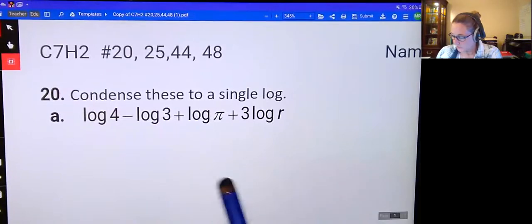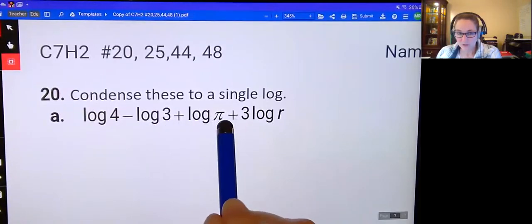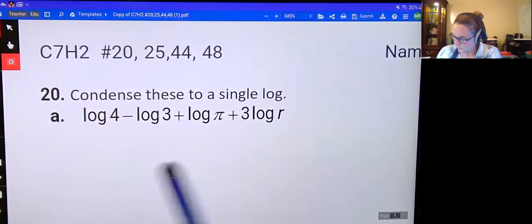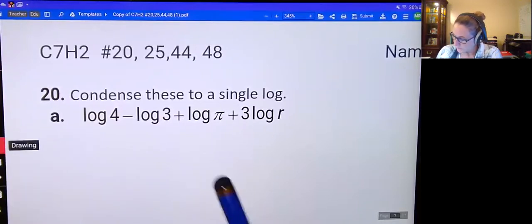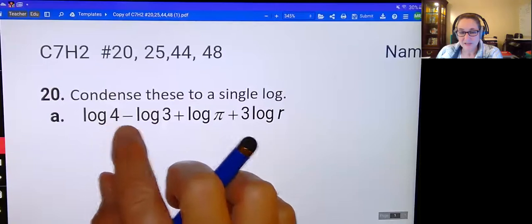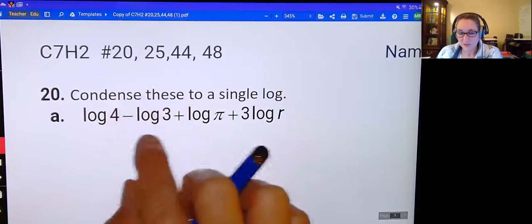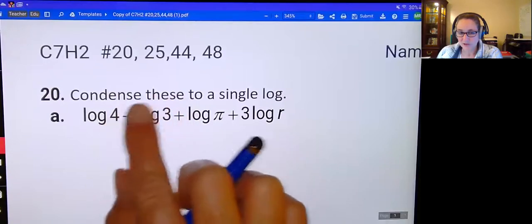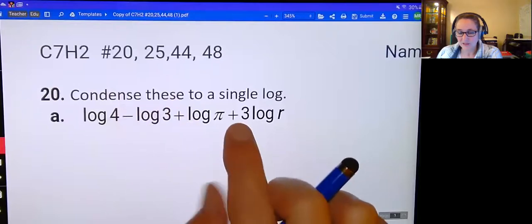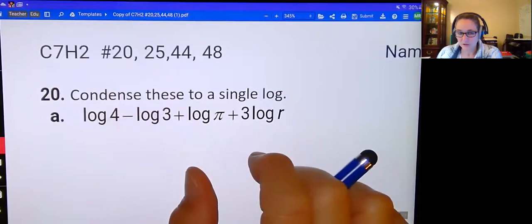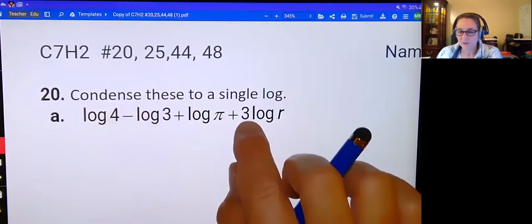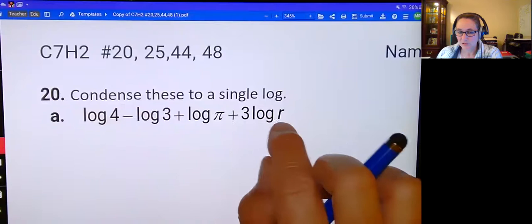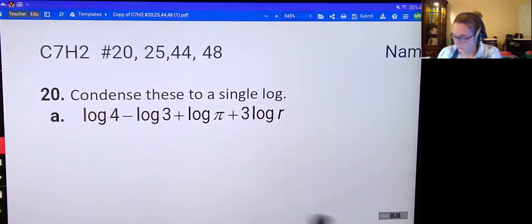So on this problem, it says condense this to a single logarithm. So we want to write it as a single logarithm. This was like what we were doing on the classwork. If I have a minus, then this is going to be on the bottom. This is going to be the division. Anything that's a plus is going to be on top of my fraction when I write it as a single log. And the power is the number in front of the log. So this 3 is going to come over here and make this an r squared.